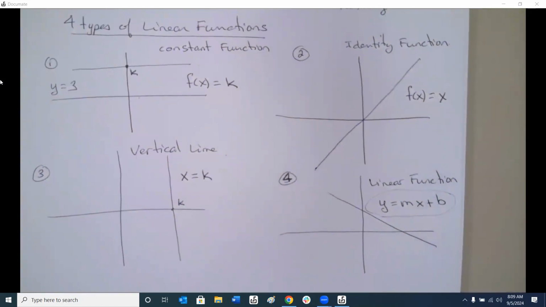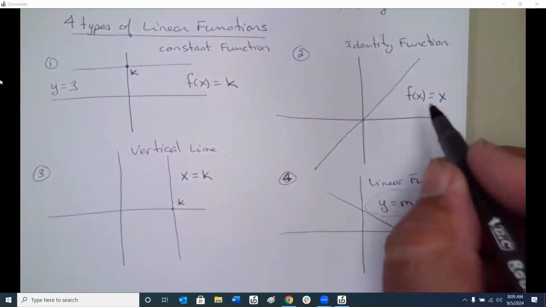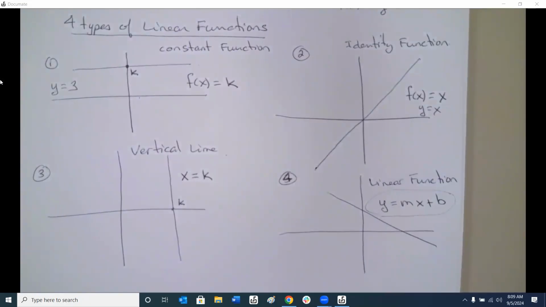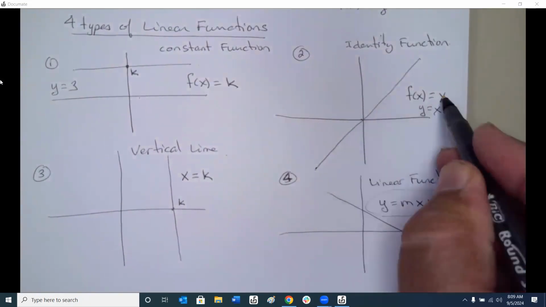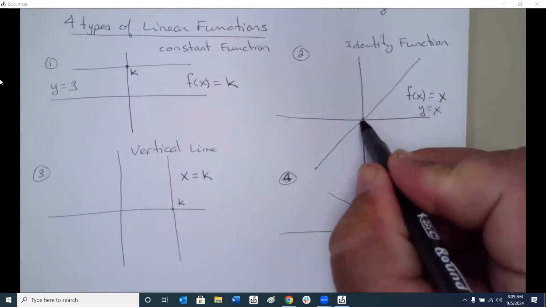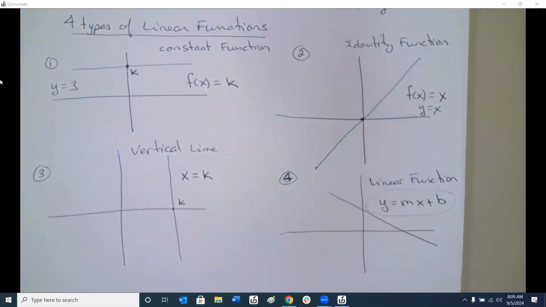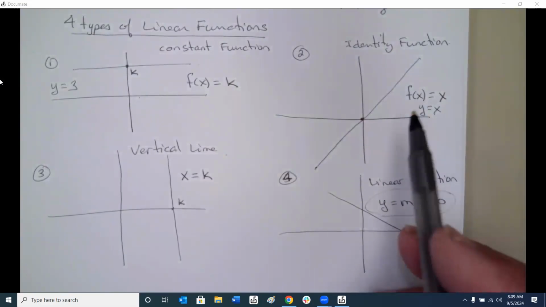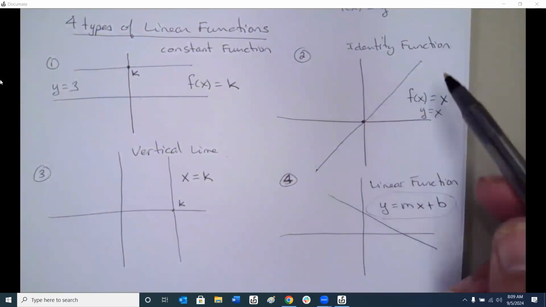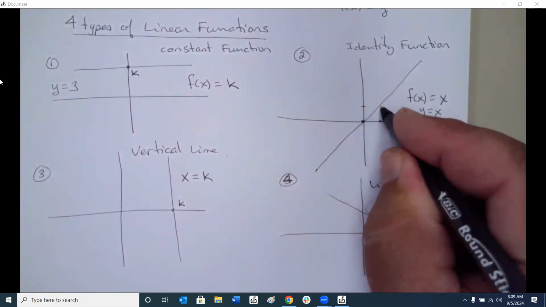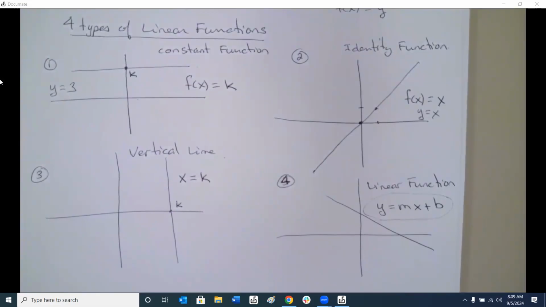The identity is y equals x. Does it go through 0, 0? For this one, yes, because if x is 0, y is 0. So the identity function has to go through the origin. Actually, to be honest, that's the only one of these four that has to go through the origin. If you have an identity function, it has to go through the origin, and it has to be this way, because for any x you give me, it has to be y, the same value.